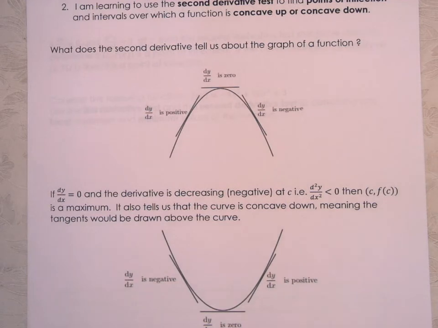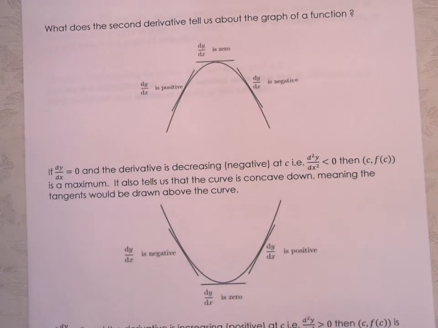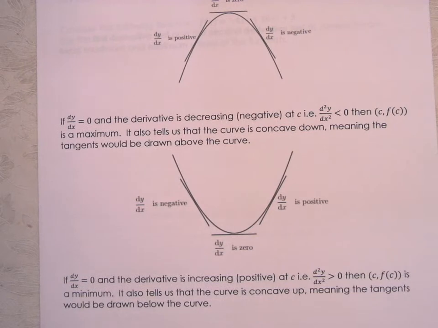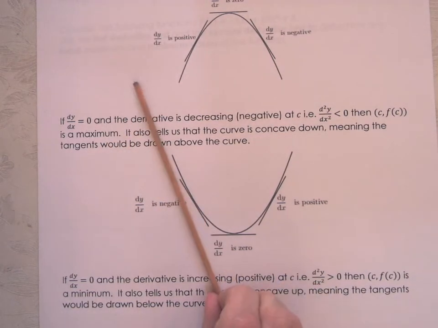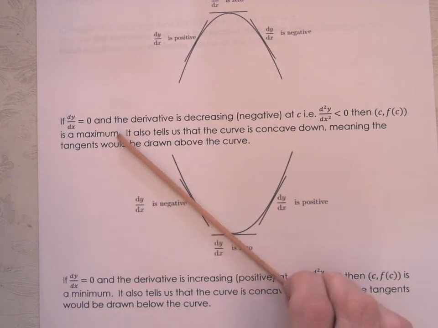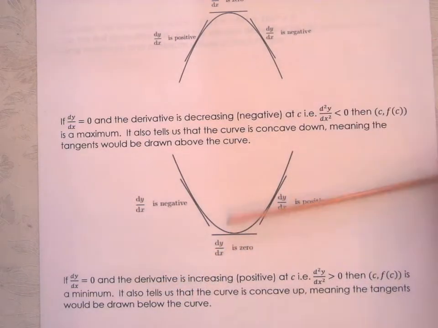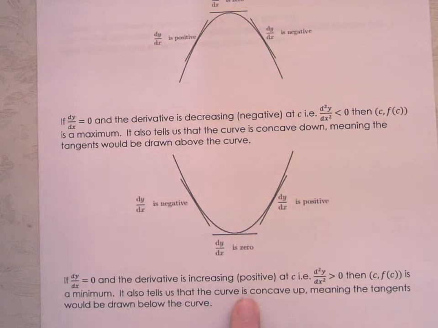And in our second case here, we have the derivatives increasing. So we go from being negative to 0 to positive. So if the second derivative is positive, or greater than 0, then we have a minimum. And it also tells us the curve is concave up, meaning the tangents would be drawn below the curve.